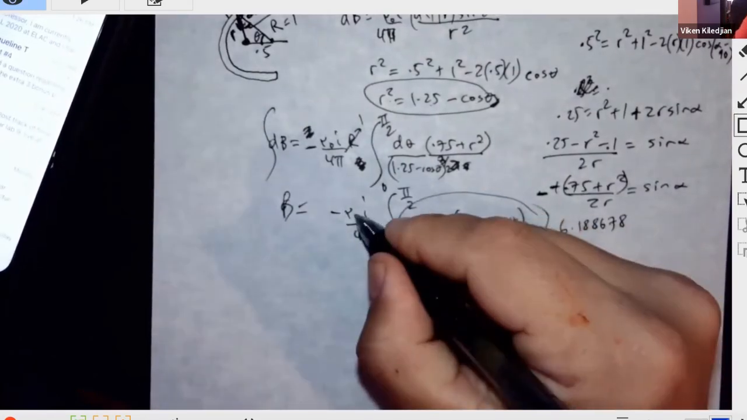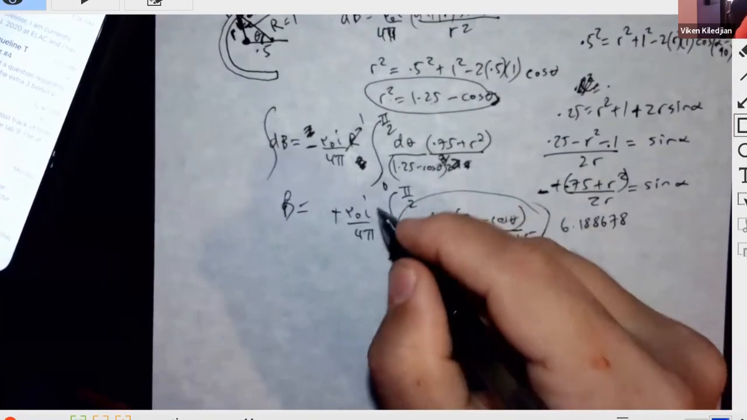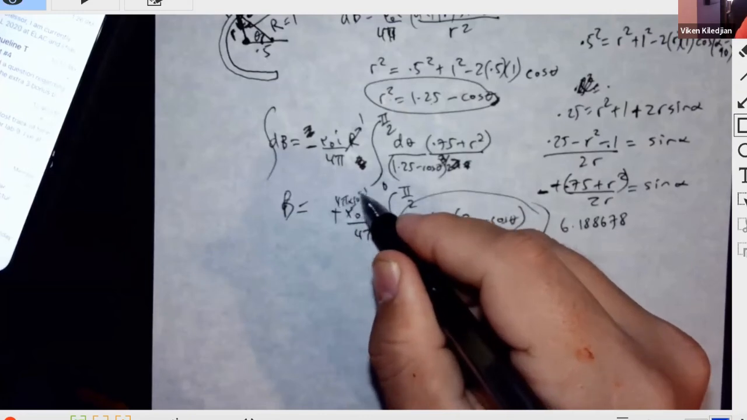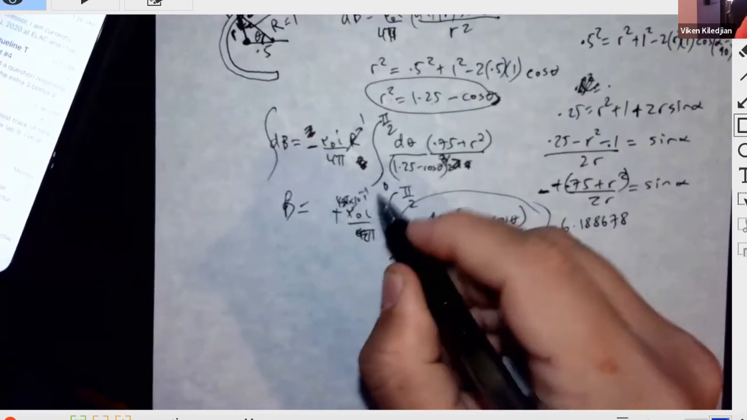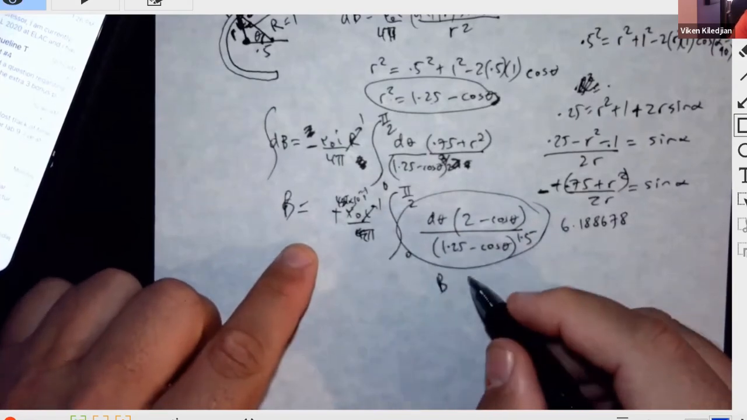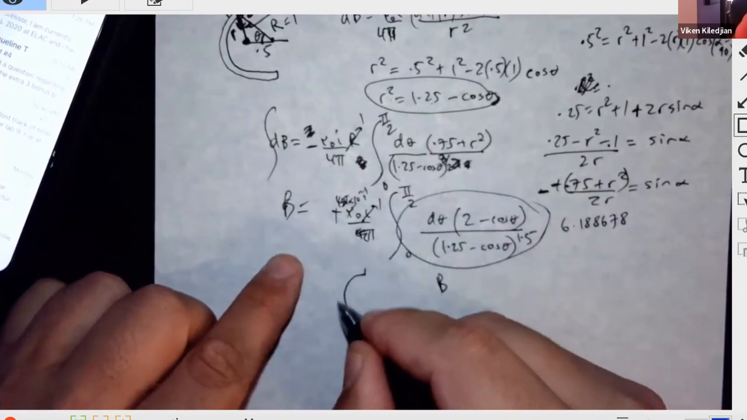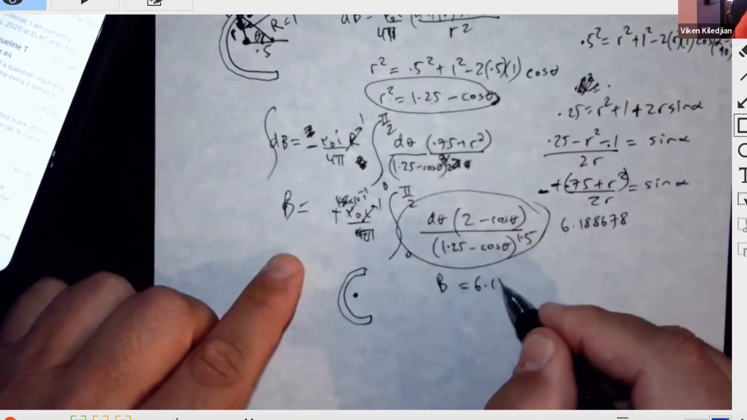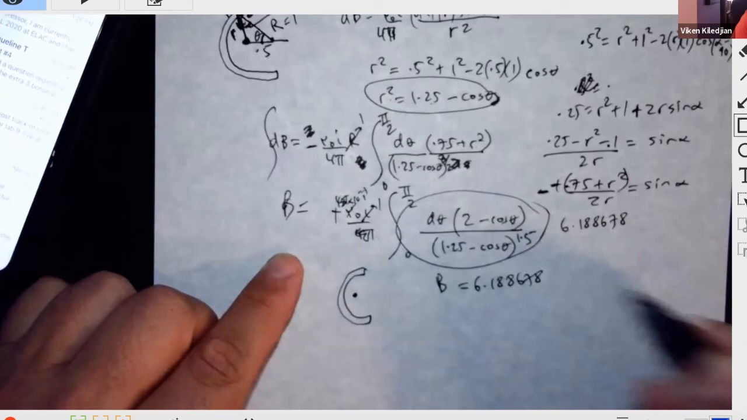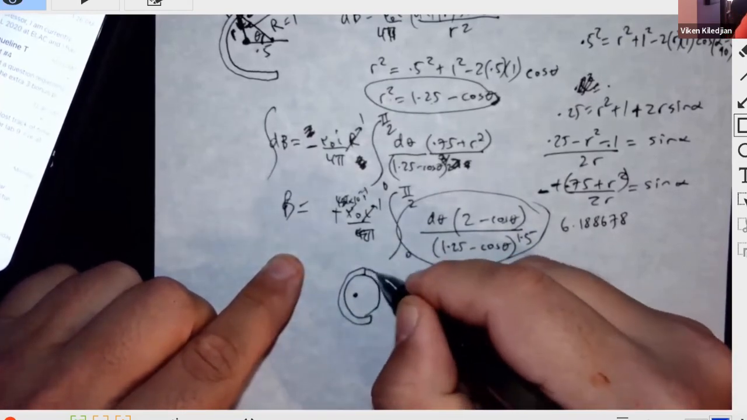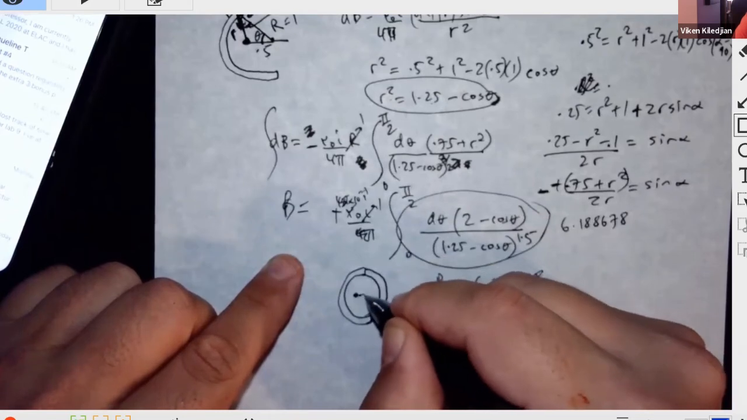And then this is already okay. Forget the negative here. And this is 4 pi times 10 to the minus 7. So the 4 pi cancels, and current is 1 amp. So it's literally B for this semicircle, half a meter in, it's 6.188678. But now let's add that to the semicircle half a meter out.